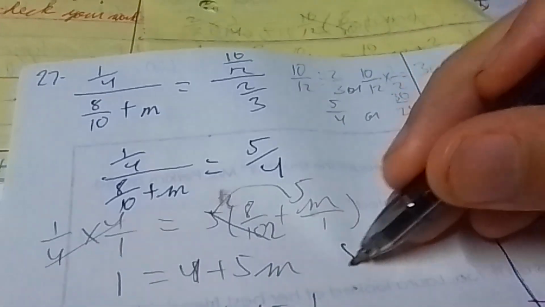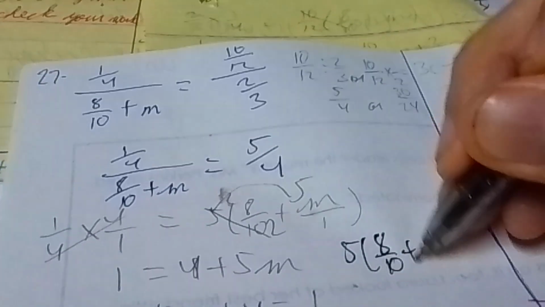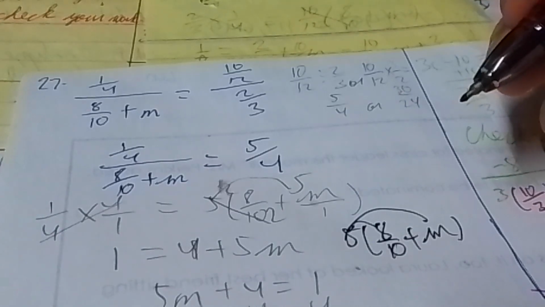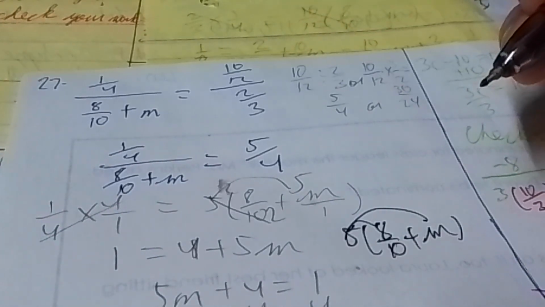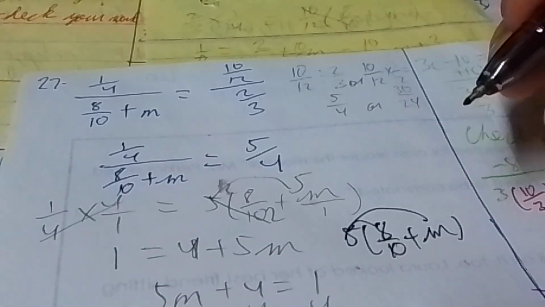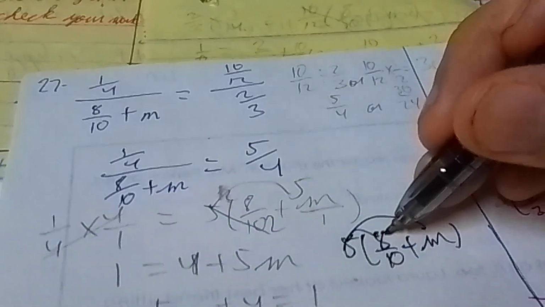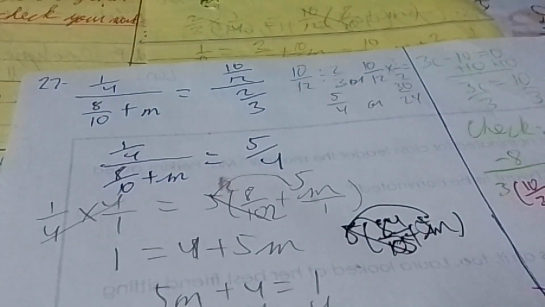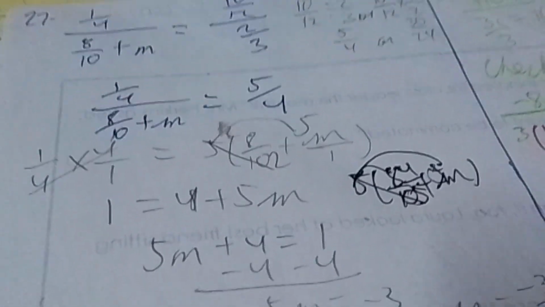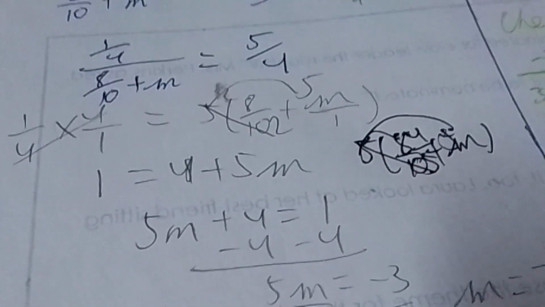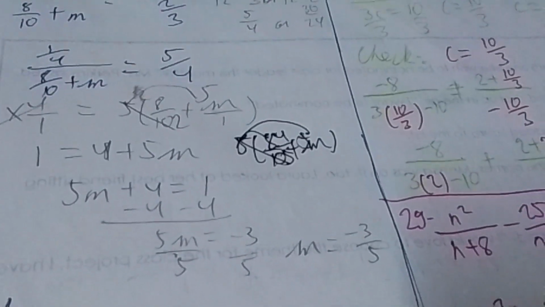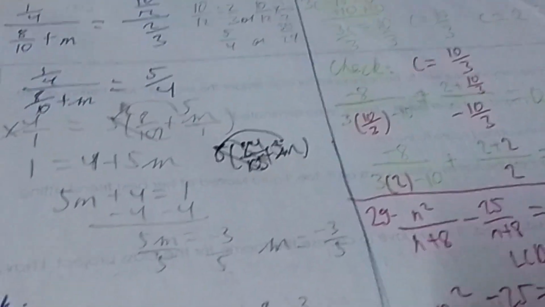Remember I have 5 times 8/10 plus m. Distribute the 5. This becomes 5 times 8, which is 40 over 10. So that becomes 4. I simplified this to lowest terms, and the 5's cancel, so 5m. That's exactly what I did. Then I just apply the math: 5m plus 4 equals 1. Subtract 4 from both sides, and we get -3. Then divide both sides by 5, so m is equivalent to -3/5. So that's one answer.